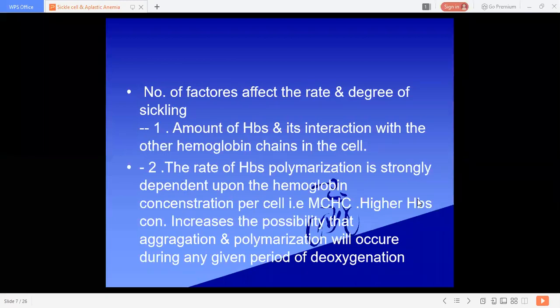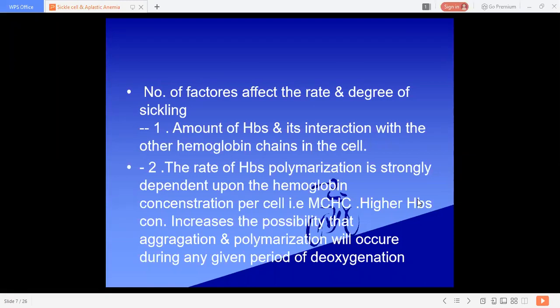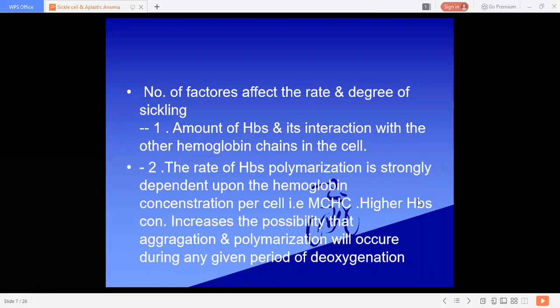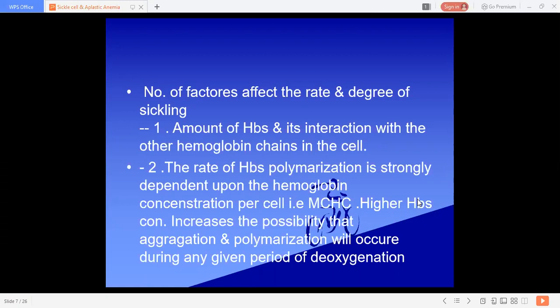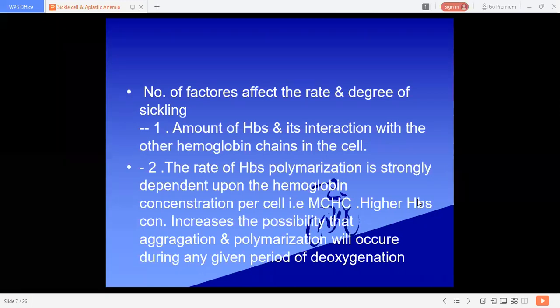There are a number of factors that affect the rate and degree of sickling. What are those factors? The first factor, a very important part, is the amount of hemoglobin S and its interaction with the other hemoglobin chains in the cell. The first factor which affects the degree of sickling is the amount of hemoglobin S and how it reacts with the other hemoglobin.